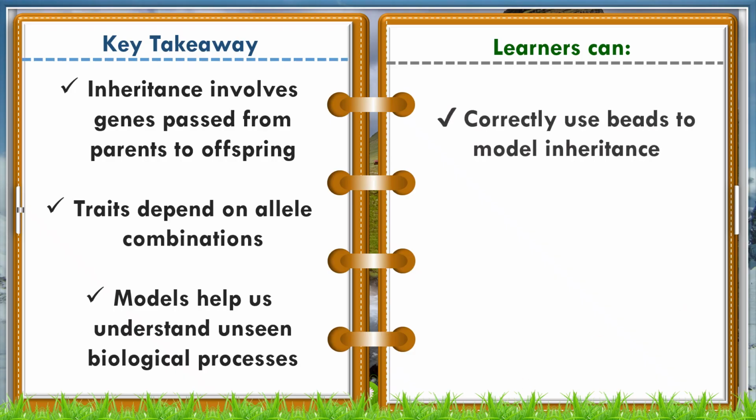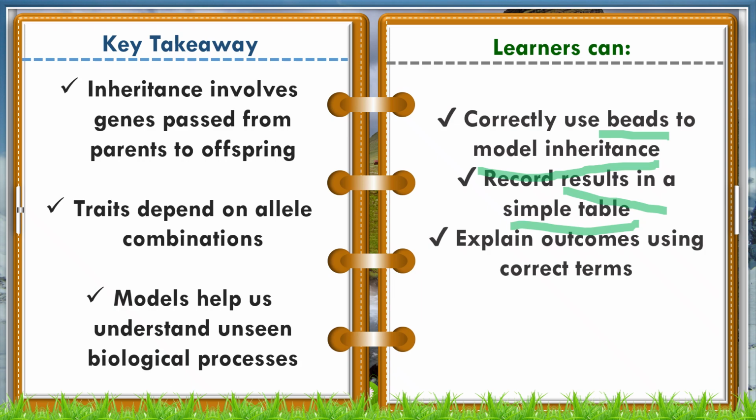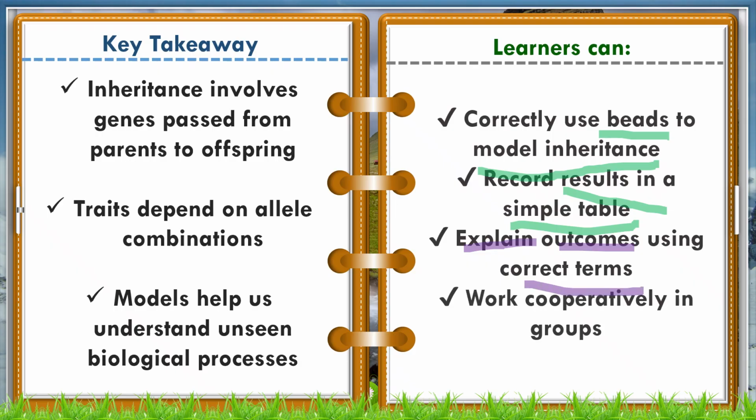Now the learners can, 1, correctly use beads to model inheritance. 2, they can record results in a simple table. 3, they can explain the outcomes using correct terms. And they can work cooperatively in groups.